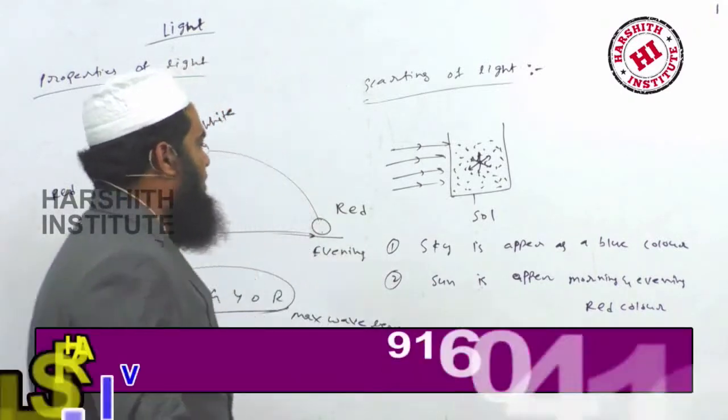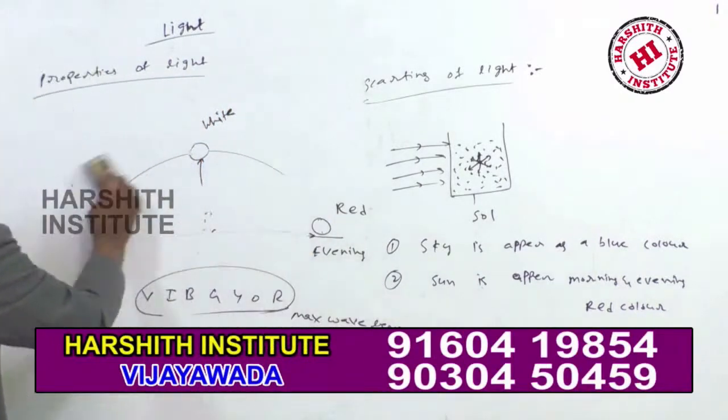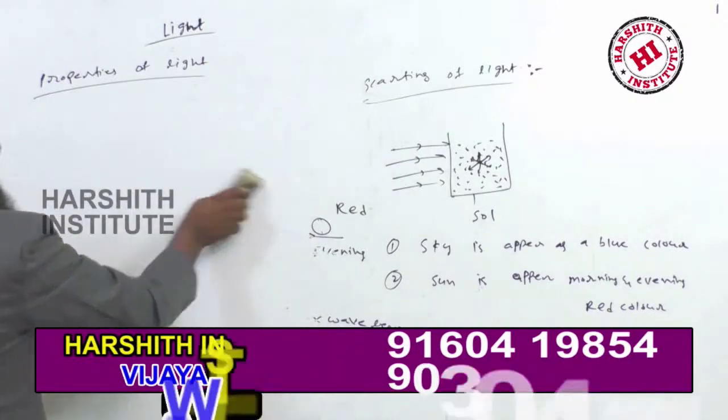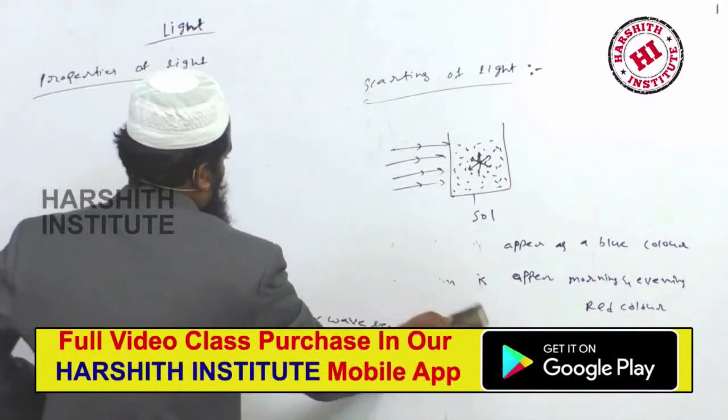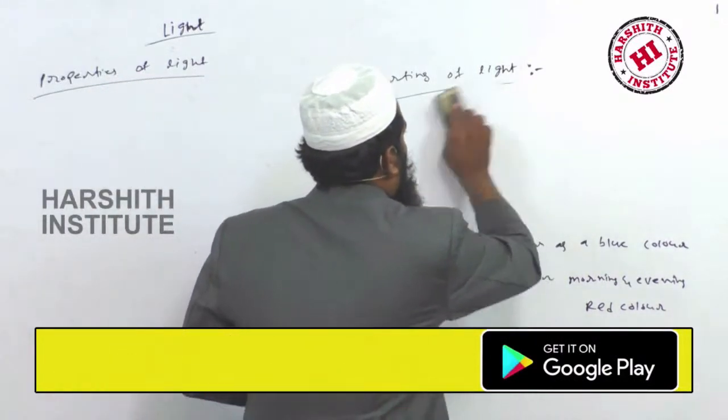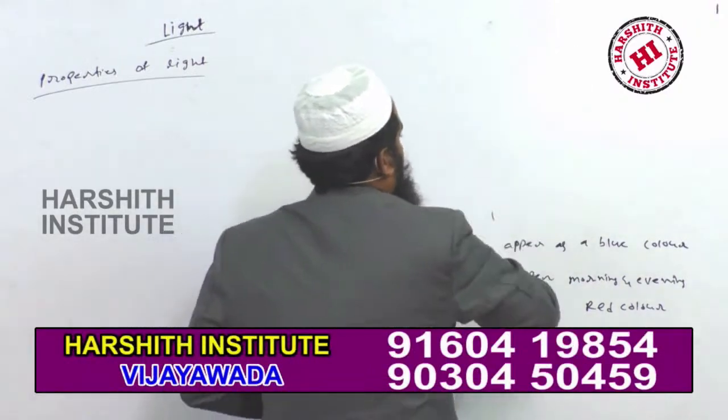Now we discuss the third property of light, which is reflection of light. This is a very important concept.